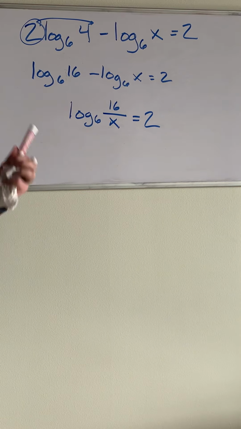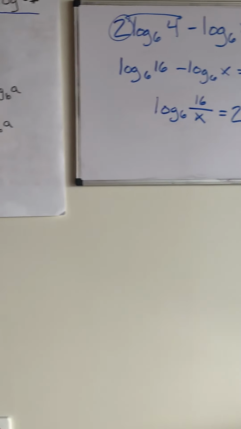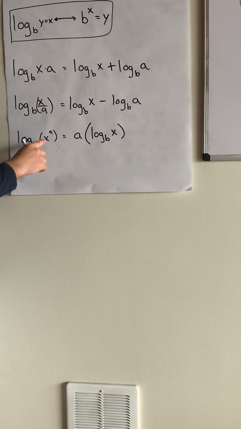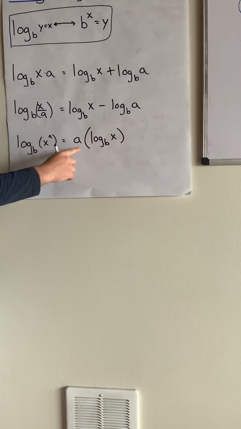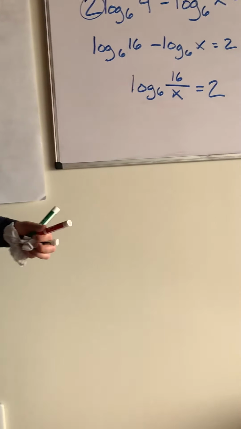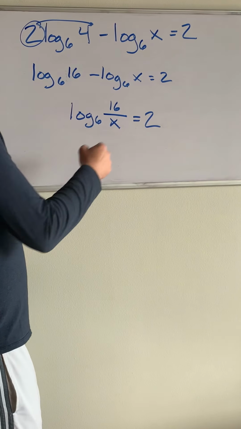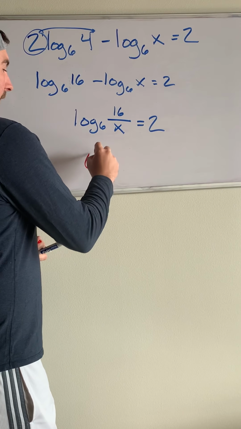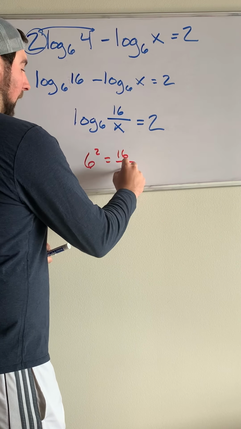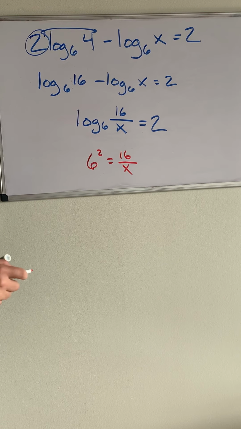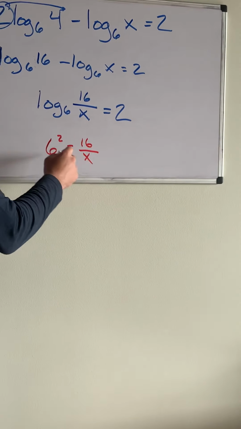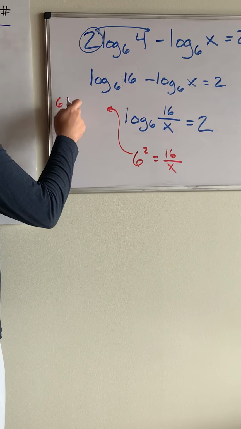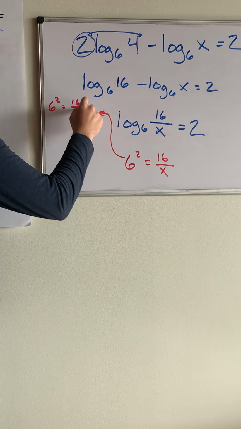If you're wondering how I did that, once again, it's log properties. Subtraction becomes division. Addition becomes multiplication. A power comes out front, becomes multiplication. So here, now I can convert this. So this actually becomes 6 squared equals 16 over x. 6 squared is 36.